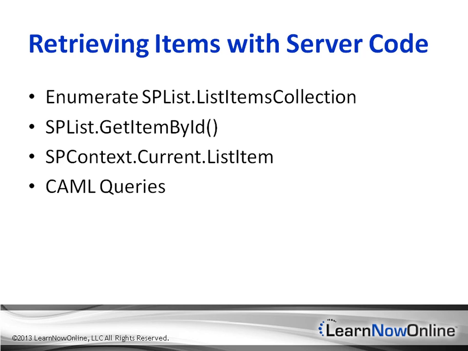So when you need to work with a subset of list items, you should only retrieve the items that you need, and you do that with a query instead of enumerating through every single item in the list. What you can do is retrieve items based on parameters with a CAML query, or you can also use SPLINQ.